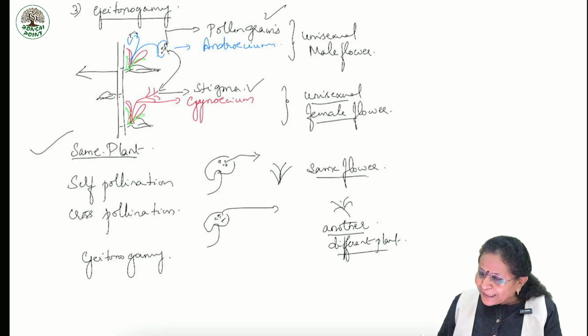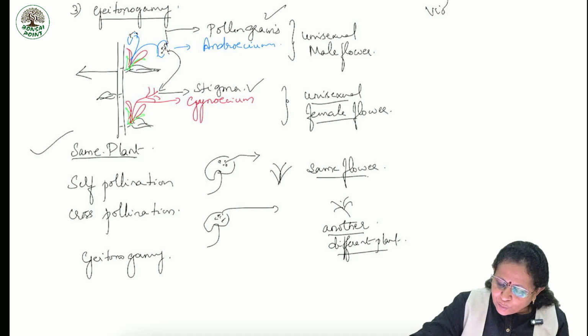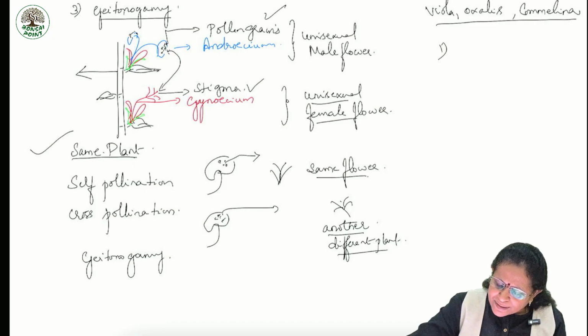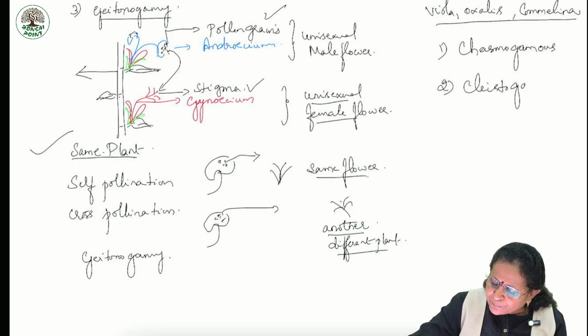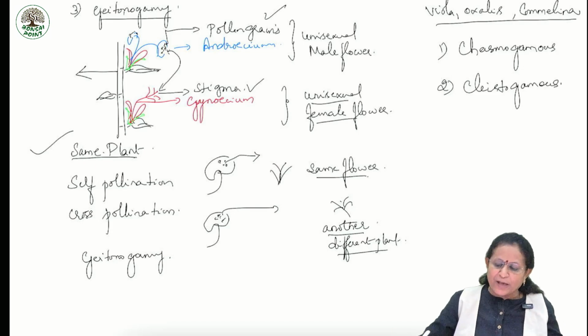Now we have seen that some of the plants like viola, oxalis and commelina show two types of flowers. What are they? Number one is said to be chasmogamous flower and second is said to be cleistogamous flower. One is chasmogamous flower and the other is cleistogamous flower.